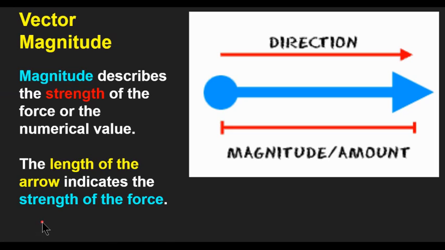Vector magnitude. Magnitude describes the strength of the force, or the numerical value plus the unit. The length of the arrow changes depending on the magnitude. The length of the arrow indicates the strength of the force. The greater the magnitude, the greater the amount of force, the longer the vector arrow.